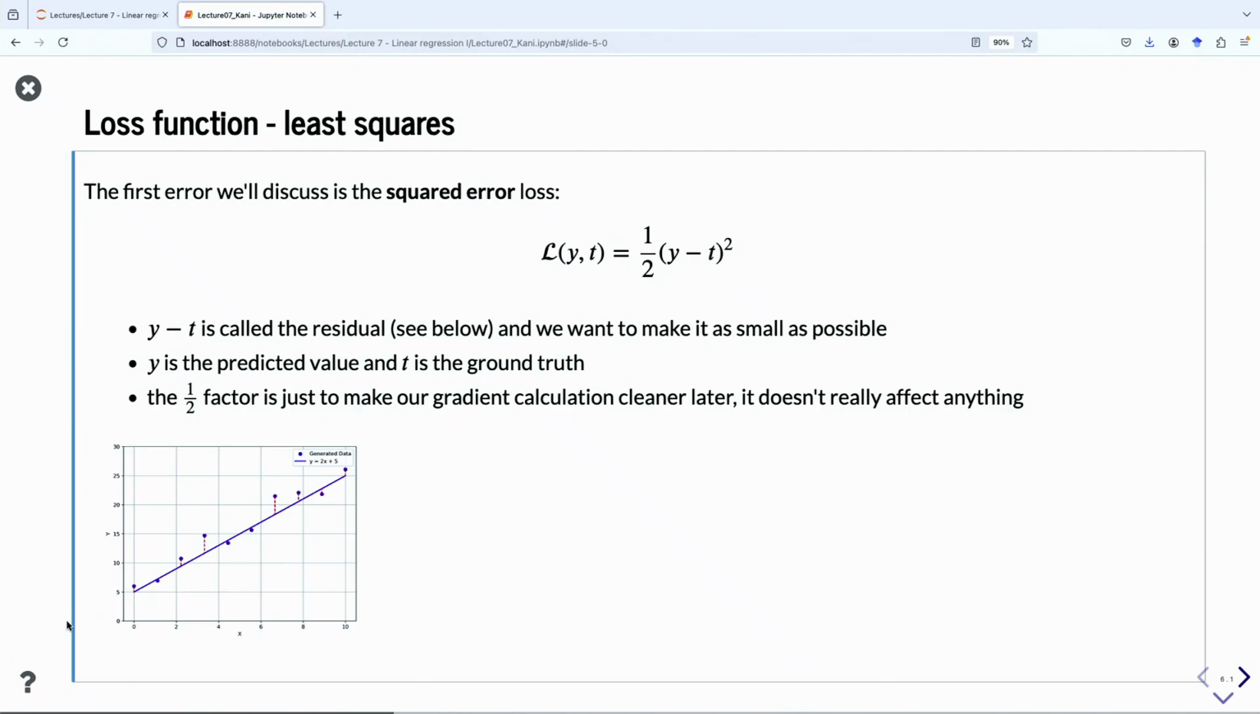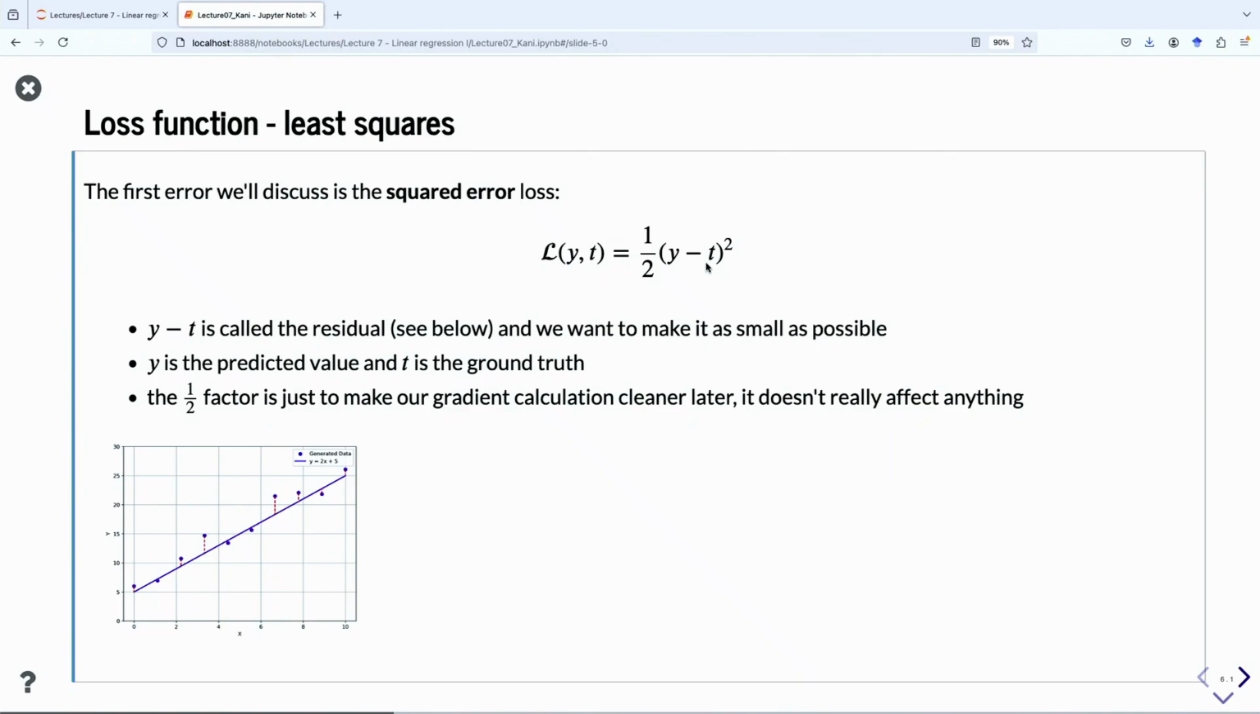Why do we square it? Because sometimes the distance is positive, sometimes the distance is negative. We don't really care if the distance is positive or negative. We just want the distance to be as small as possible. So it's a good idea just to square it, get the loss completely positive in order to minimize it. And then we calculate the loss for each one of these data points and try to minimize it.